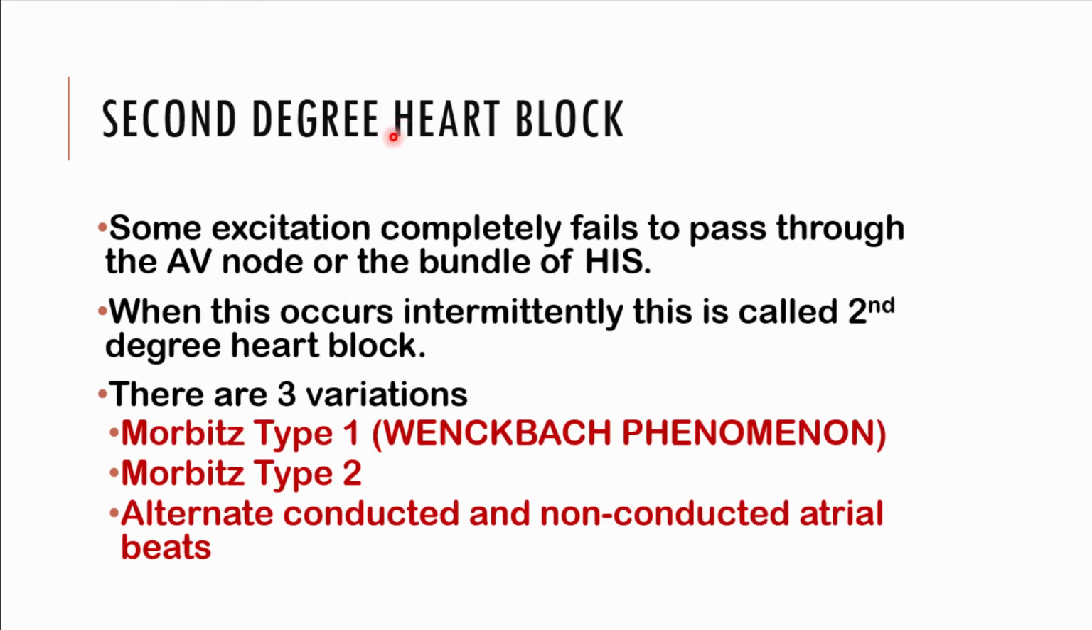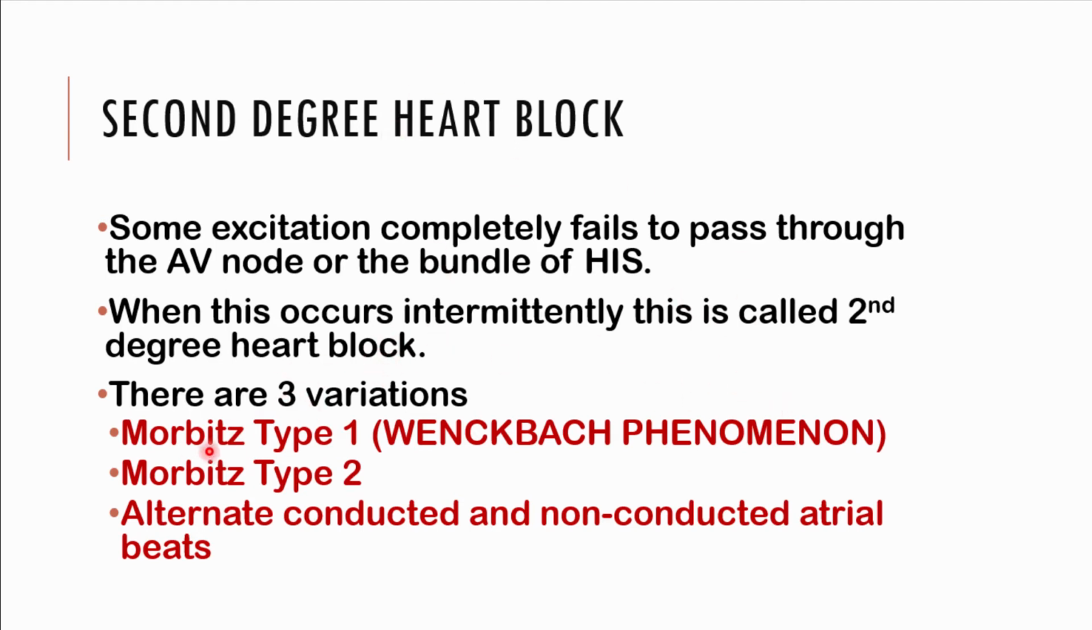Then the second degree heart block, here you have three types, or three variations. I know in the prior lectures I told you that there are two types, but there is actually a third type of variation, which we shall look at. So here, some excitation that is going to be starting off in the SA node reaches the AV node and goes to the bundle of His. Some don't. So you have some impulses passing through, some impulses don't. So if this is occurring intermittently, you refer to that as a second degree heart block.